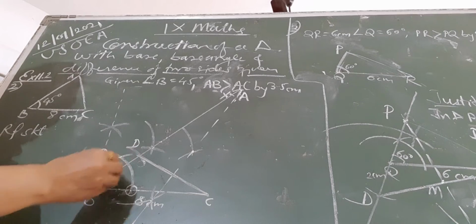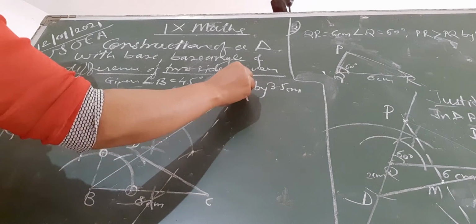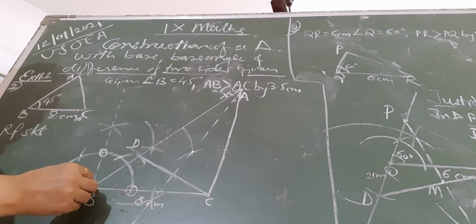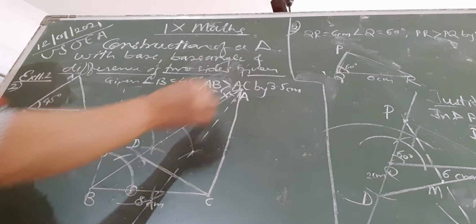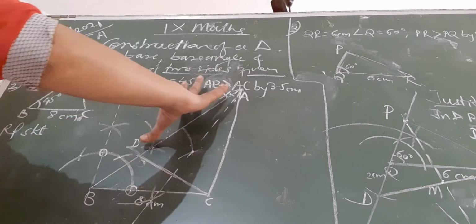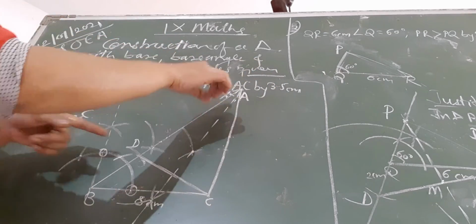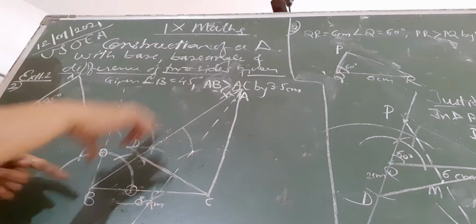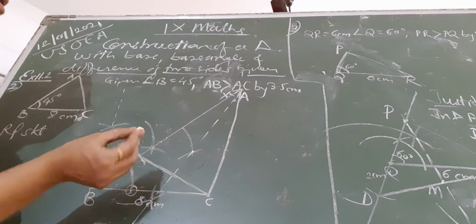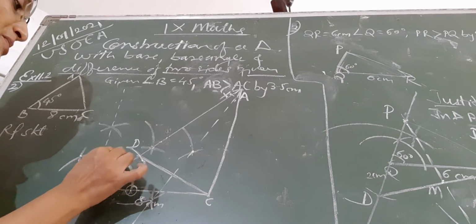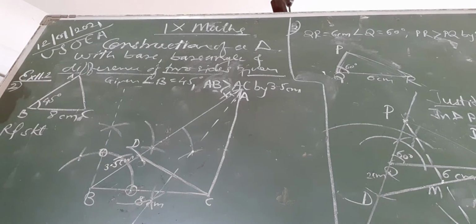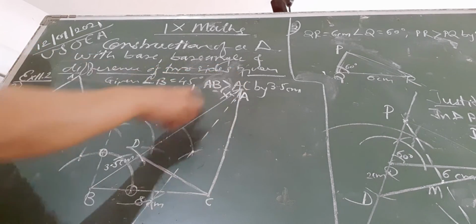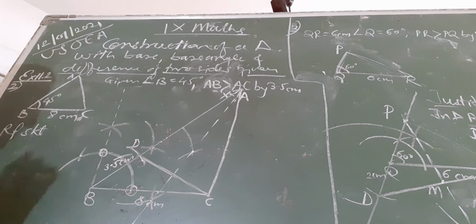Now we got the point A, so we can complete the triangle ABC. So here is the triangle ABC. Now we can see that these two sides are equal. It means AD will be equal to AC, and AB, this arc we have given, is 3.5 centimeter. So we can now see that AC is less than AB by 3.5 centimeter.